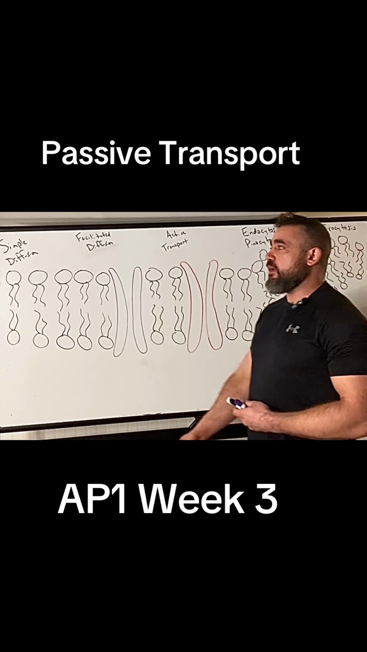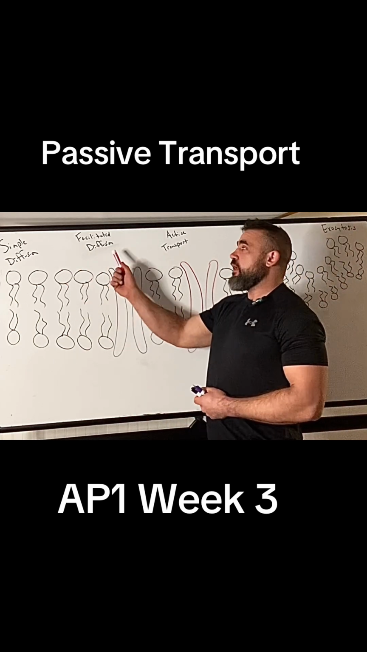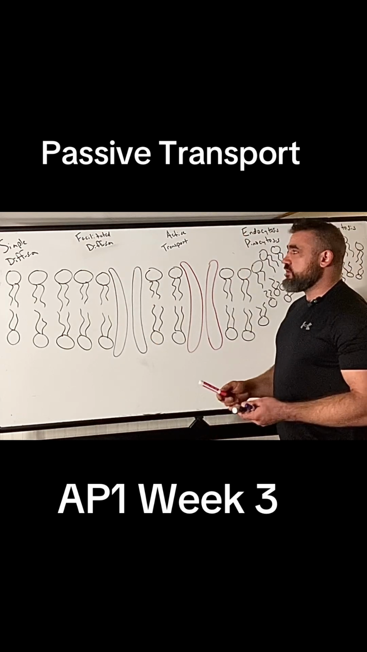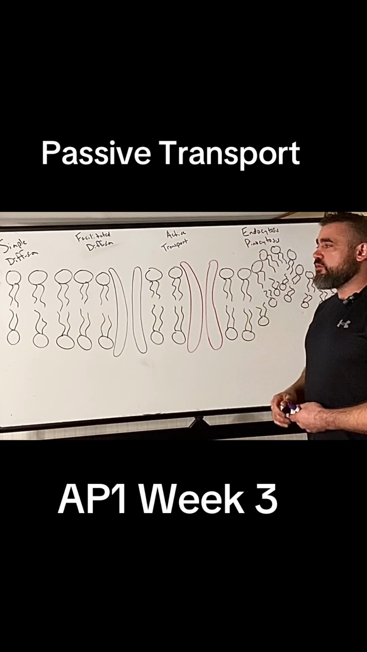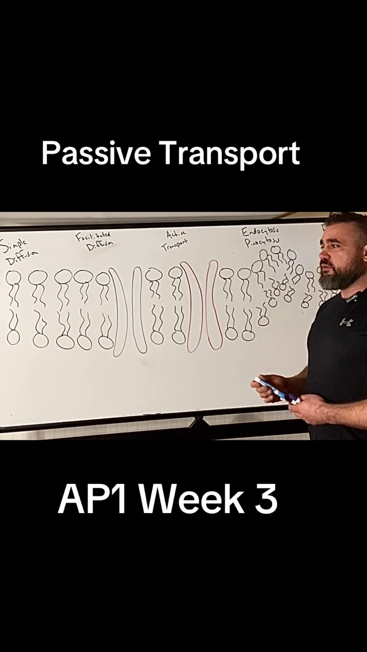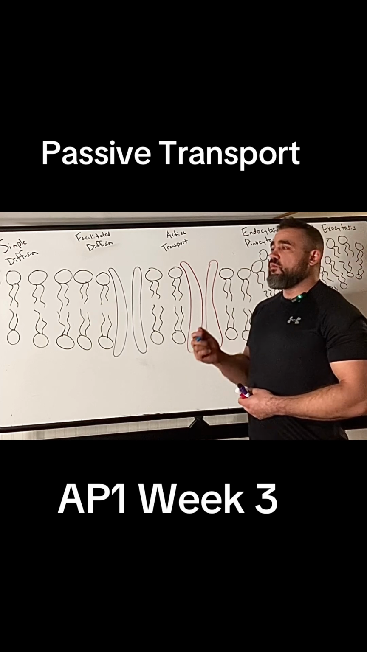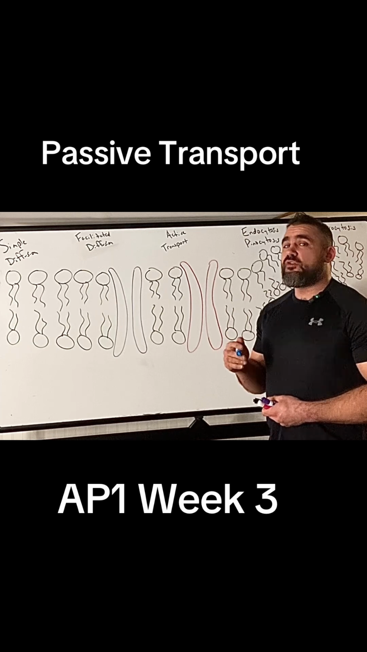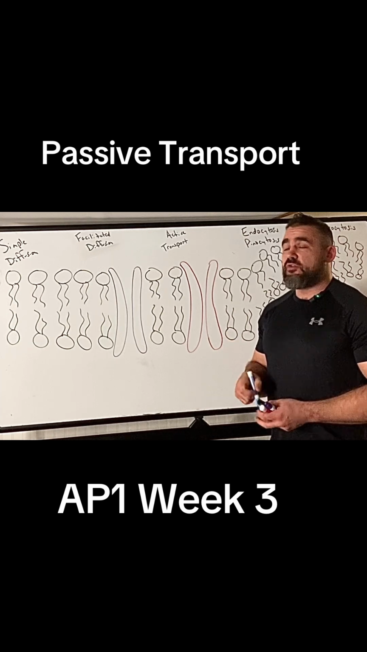The two kinds we're talking about are simple diffusion and facilitated diffusion. And we could add osmosis in here as well. So we will talk about that. So simple diffusion is when something moves through the cell membrane from a high to a low concentration. So it's rolling a ball downhill.